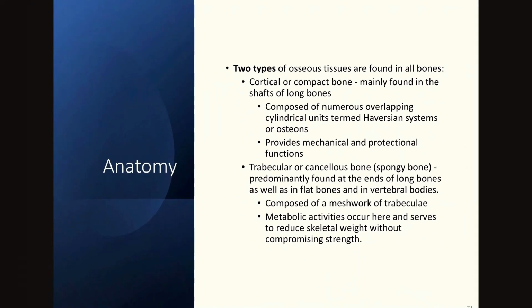There are two types of tissues in all bones. We either have cortical or compact bone. This is in the shafts of your long bones. So the main part of your bone is going to be cortical or compact. This is your mechanical protectional forces. It has these overlapping cylindrical units termed Haversian systems or osteons. The reason why I bring this up is when we talk about osteonecrosis. Osteonecrosis is going to use these little channels to get that bacteria and all that pus inside the bone and cause issues. We also have trabecular or cancellous bone.